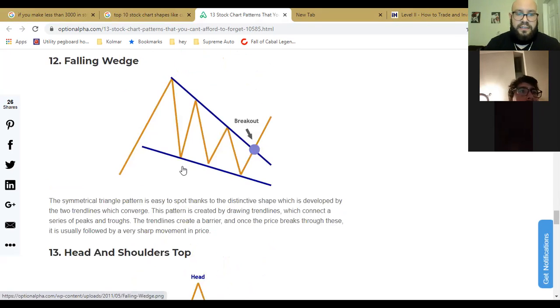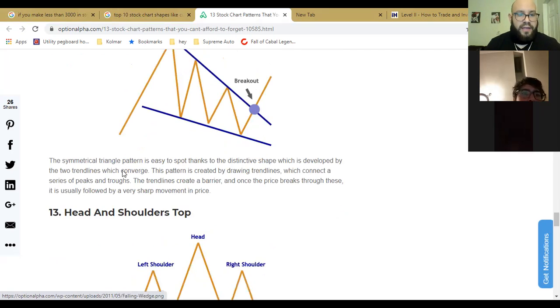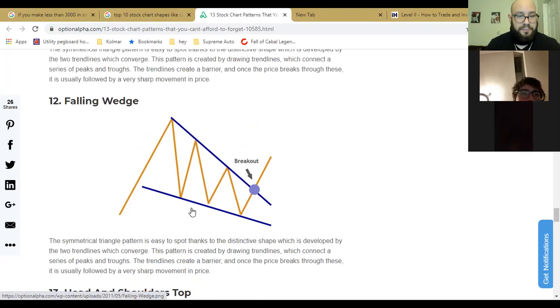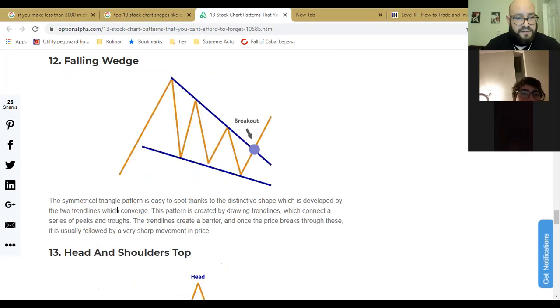And then we have the falling wedge, another really great pattern. It's a symmetrical triangle pattern. It's also easy to spot. It's developed by the two trend lines that converge down here.